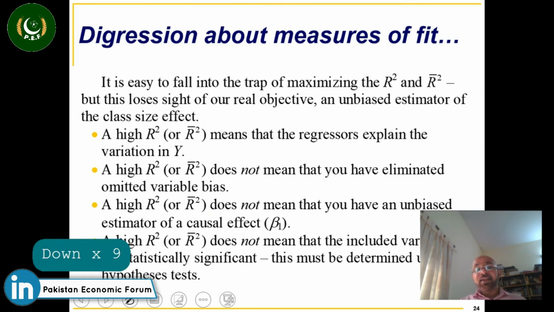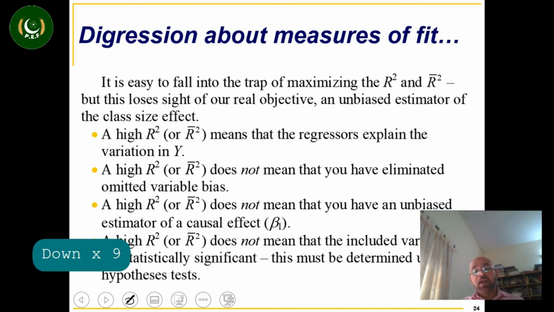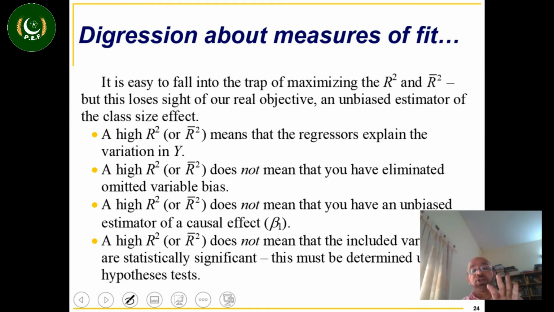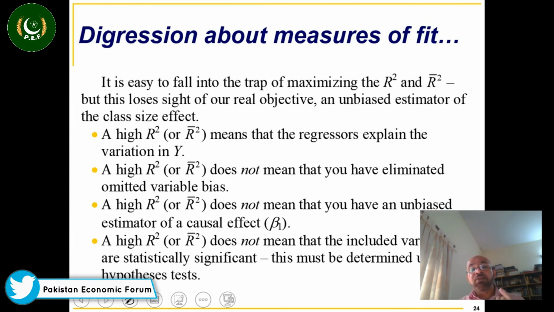A slight digression: a high R square means that there is good explanatory power of the X variables for Y, nothing more, nothing less, so long as the objective is forecasting. There are four objectives: descriptive or summary stats, forecasting, causal analysis, and policy analysis. So long as the objective is forecasting, it's okay. But otherwise, a high R squared does not mean that there is no omitted variable.